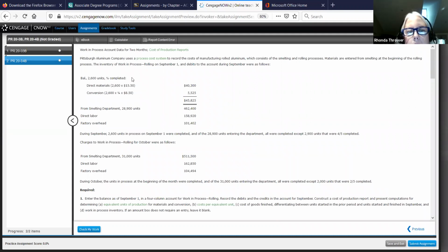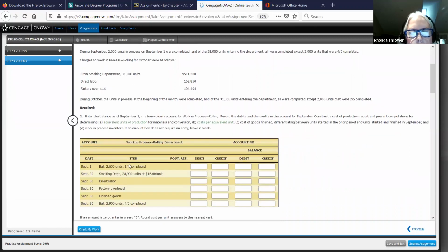And what they've told us here is that the work in process on September the 1st has a balance of $45,825 as the total cost. There were 2,600 units that were started last month, but were not finished last month. So we're going to finish them this month, in the month of September. And the ledger, they want us to record the beginning balance. And that beginning balance is $45,825. So here's our ledger account.